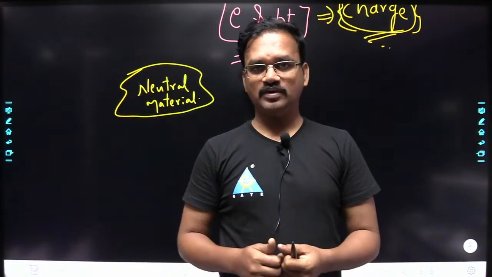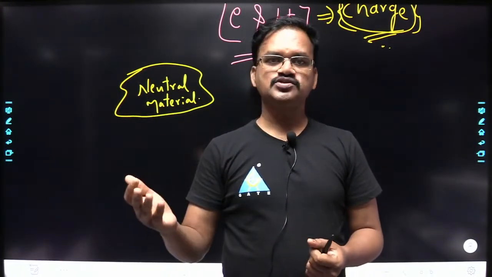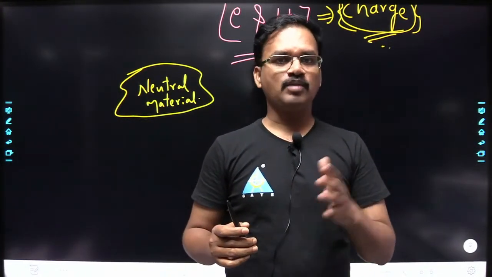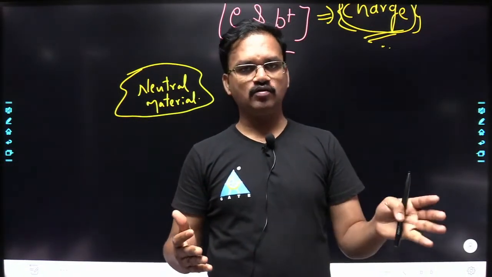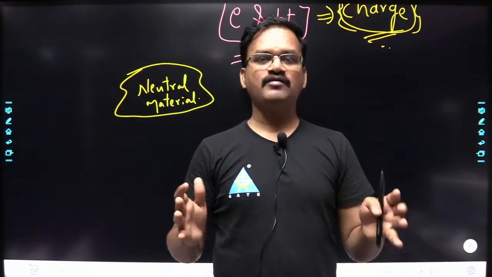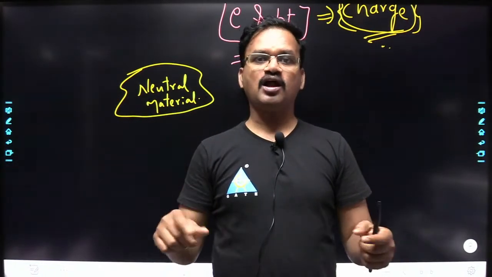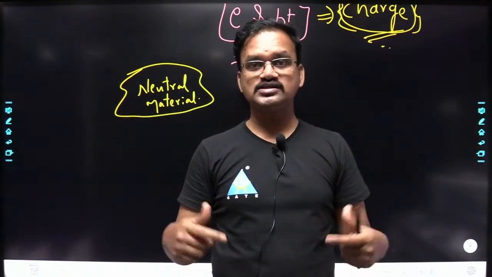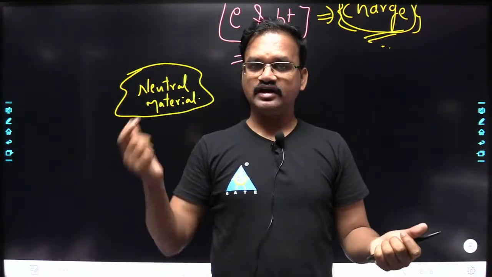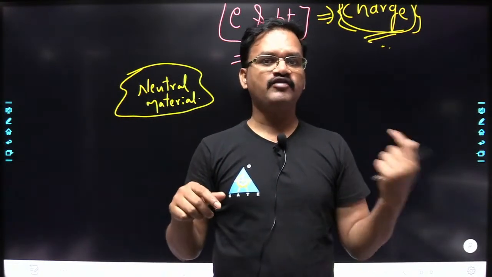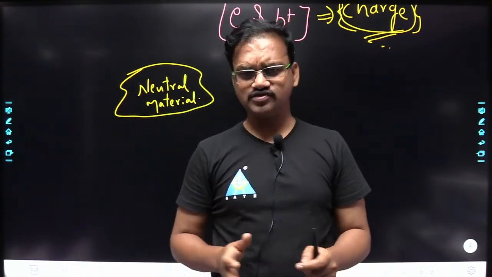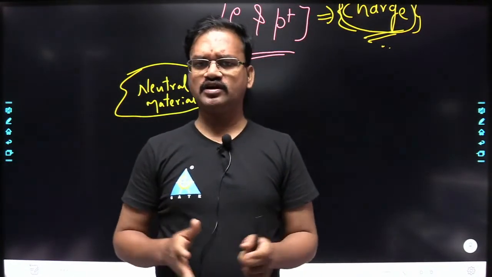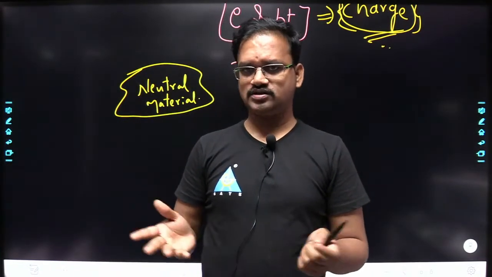Why? Because the number of positive charge carriers is in balance with the number of negative charge carriers. That is, the number of protons is equivalent to the number of electrons. Whenever these charges are in balance, we cannot see the effect of charge, because the effect of positive charge gets nullified by the effect of negative charge. That's why we are not going to see any effect of charge here. Understood?